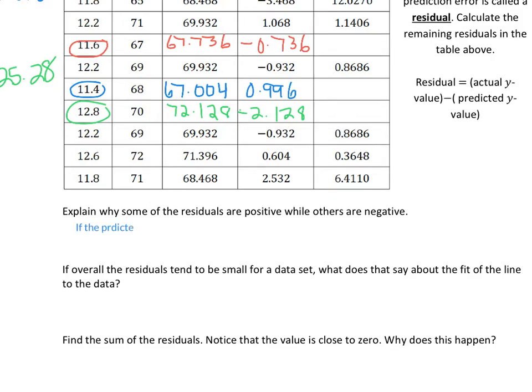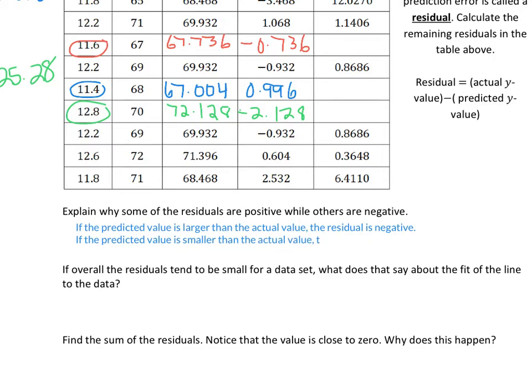If the predicted value is larger than the actual, it's negative. Well, we'll say the residual is negative. Similarly, if the predicted value is smaller than the actual value, the residual is positive.